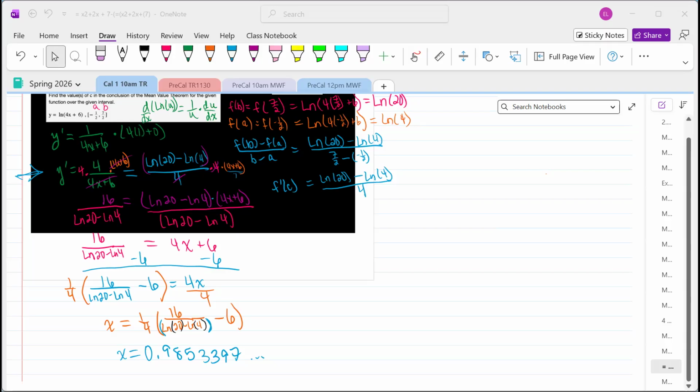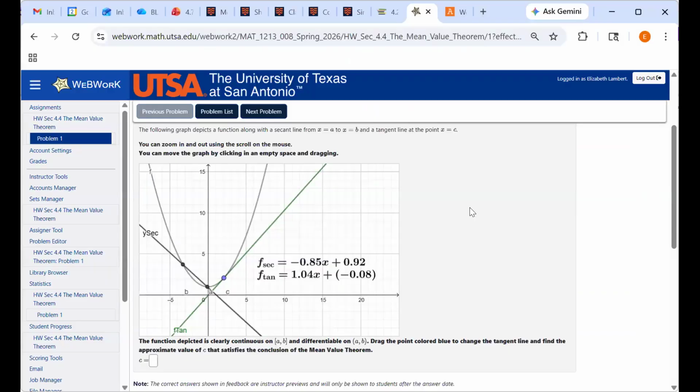All right, so the homework for mean value theorem is just 4 problems. And the 3 examples we did are basically problems 2, 3, and 4, more or less. Problem 1 has an applet on it.